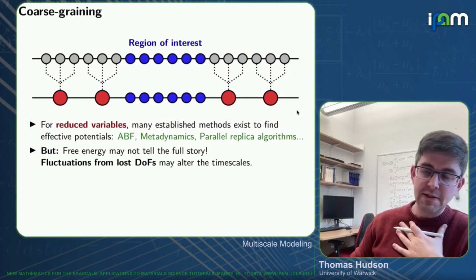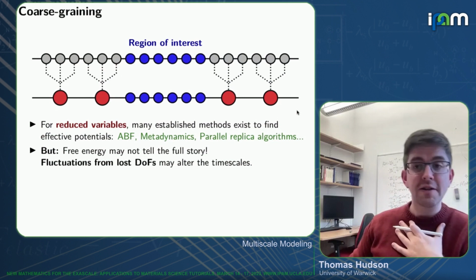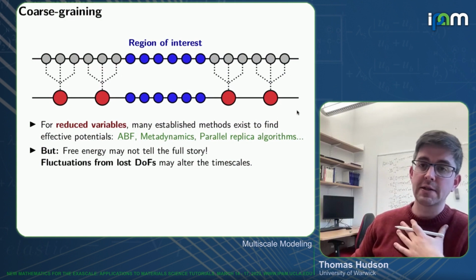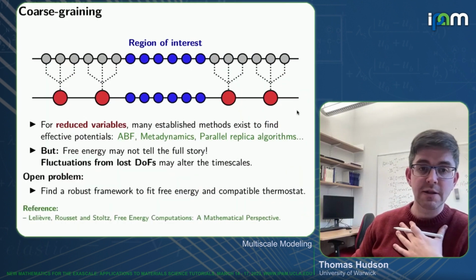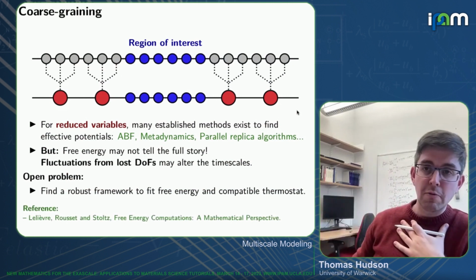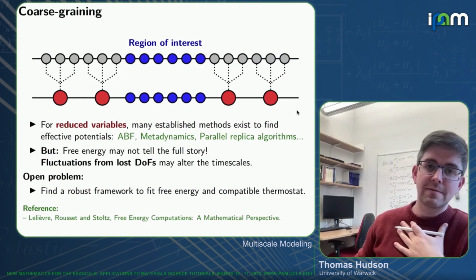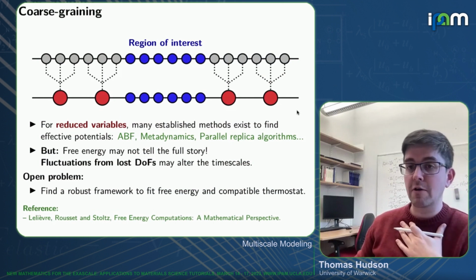Typically this is addressed by realizing that there's an error in the timescales and rescaling things appropriately. But there's a question about whether we can do better and try to predict this straight out of the box. I think there's an open problem there, which is to find some kind of robust framework to fit, maybe with machine learning techniques, free energies and compatible thermostats that allow us to effectively devise coarse-grained models that we can then use to reduce models and make better use of our computational resources.